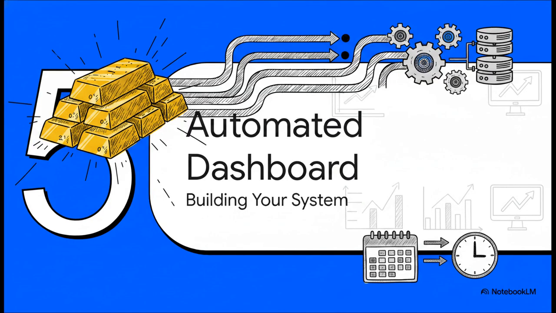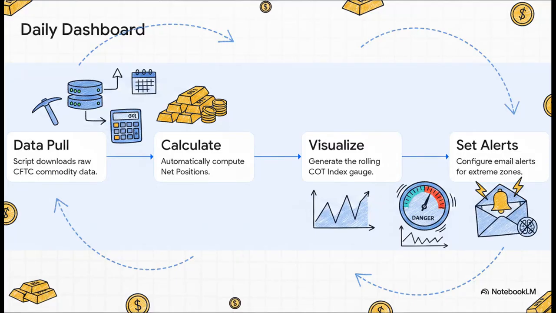Finally, Section 5, Building Your Automated Daily Dashboard. Let's translate all these institutional insights into a highly practical, automated data pipeline. Look, manual analysis is tedious and, let's face it, emotional. You need to build a cold, automated tracking pipeline. Step 1. Use a simple script or spreadsheet to pull the raw CFTC data every single week.